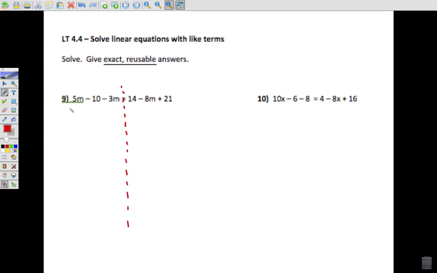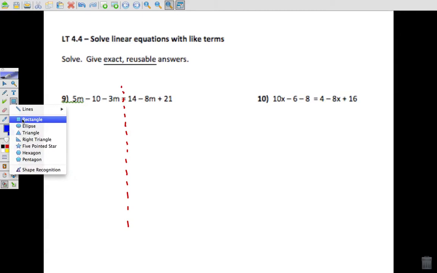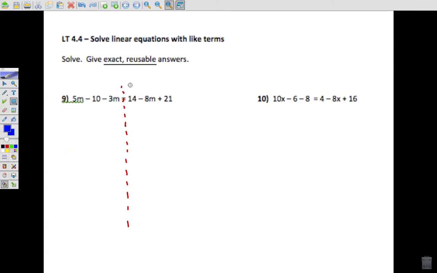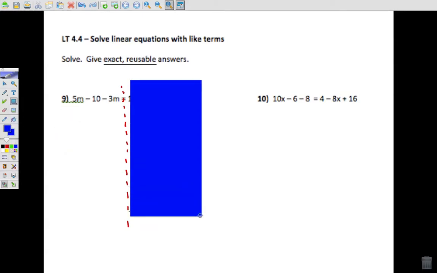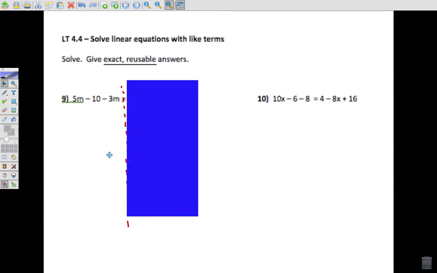If you notice, though, there's a lot more on each side of the equal sign than there was when you solved the two-step equation. So what you're really going to do here, and let me get a rectangle instead of a line, is it's like you're totally ignoring the right side of the equation for a minute, like it doesn't exist, and I look at the left side of the equation to see if there are any like terms that I can combine. And there are.